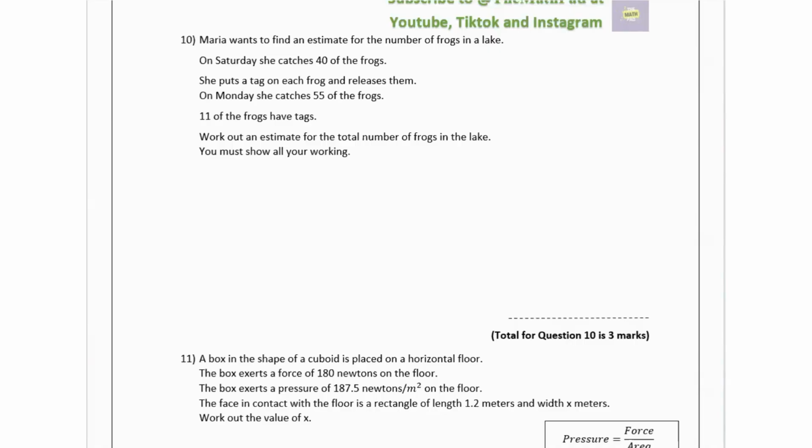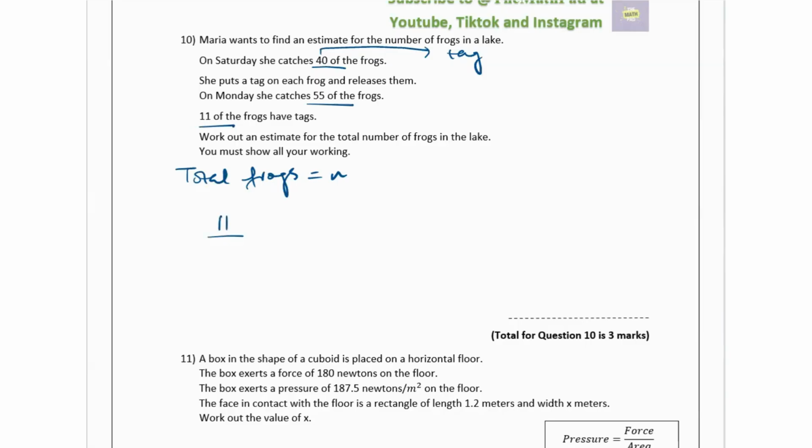On Saturday, she catches 40 of the total frogs. So if we assume that total frogs are n, she is catching 40. She puts a tag on each frog and releases them. So all these have a tag attached to them. On Monday, she catches 55 of the frogs. So out of this n, she's caught 55 frogs. And 11 of the frogs have tags. So from these 55, 11 have a tag.